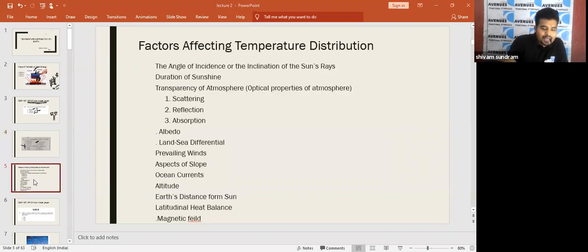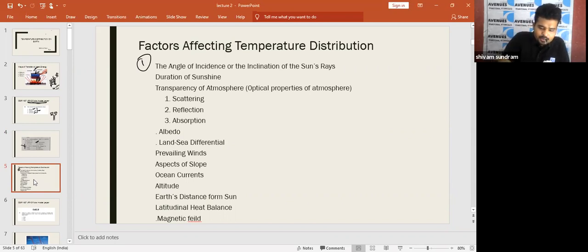Now let's see the factors affecting temperature distribution. The first thing is the angle of incidence, or inclination of sun rays. This is the first factor. Now all these points are very important, so be focused on it, and let's see.